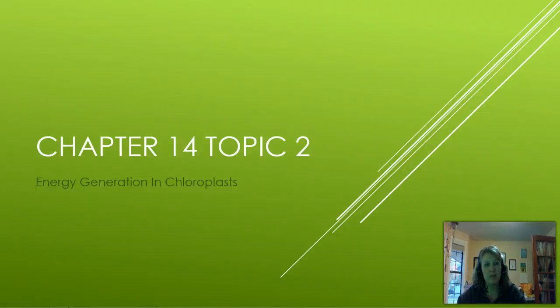Hey guys, welcome to topic 2 in chapter 14. In this topic we're going to talk about energy generation in chloroplasts. This is partially photosynthesis a little bit, but we're going to really talk about how oxidative phosphorylation is used to generate sugar molecules and other molecules that can be used throughout the cell in the plant.